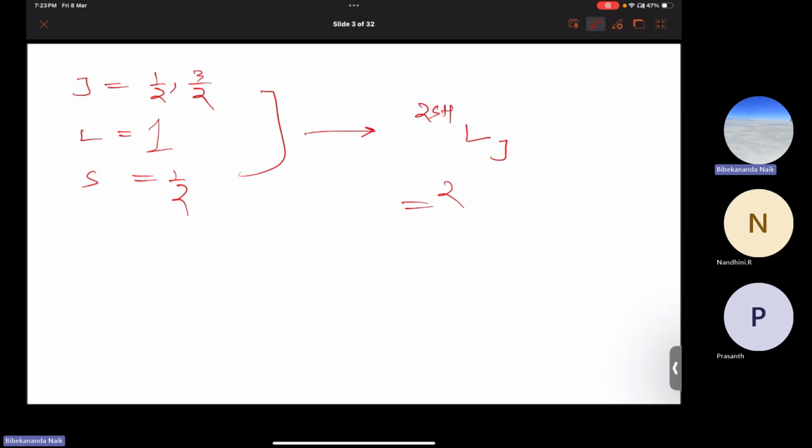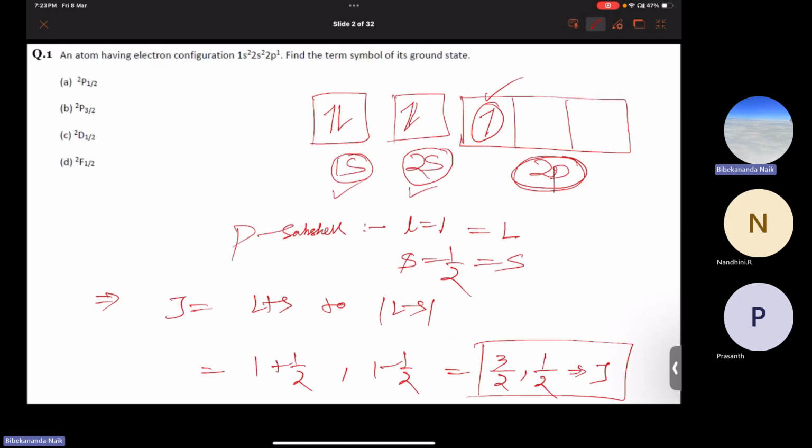L is 1. So 2P. Then we have P1/2 and P3/2. So this is basically a doublet state, which is 2P1/2 and 2P3/2. So this is the term which will arise due to this electron configuration.